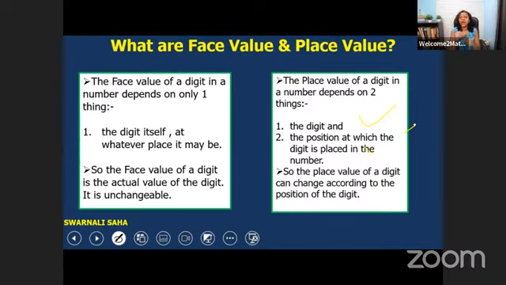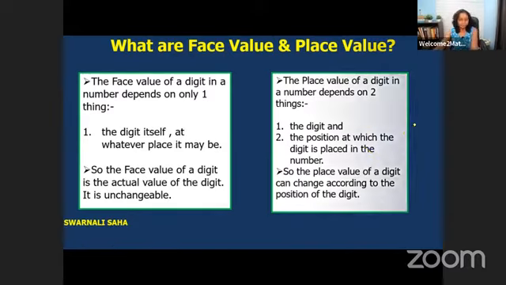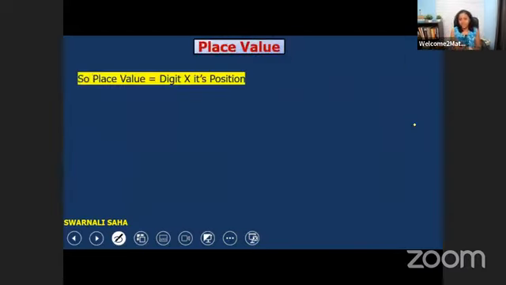Now, what is place value? How can we find out place value? You know that? Place value is equal to the digit times its position. Okay, so let's see one example to make the concept more clear.